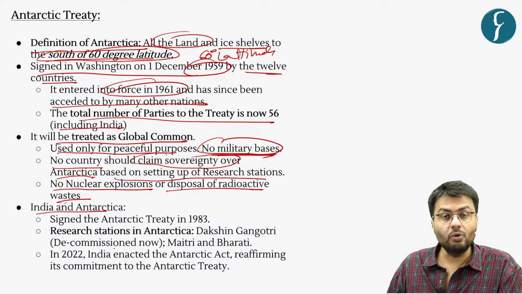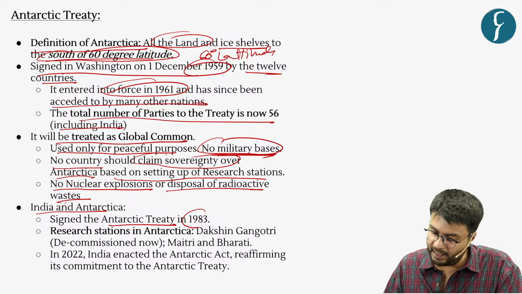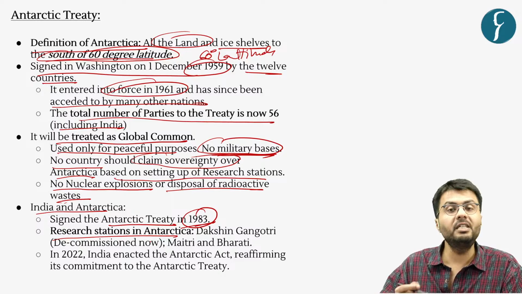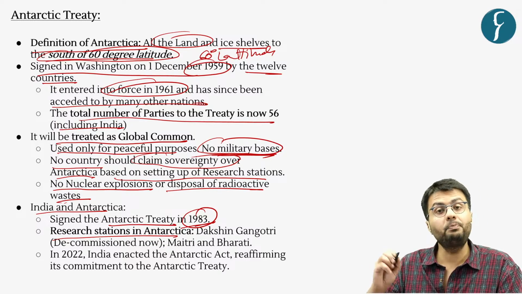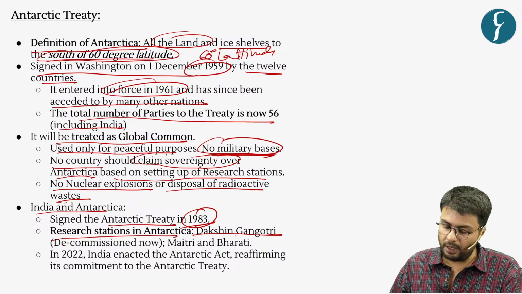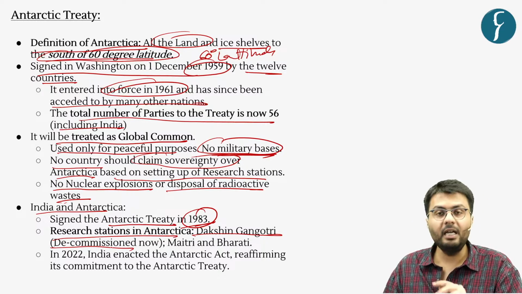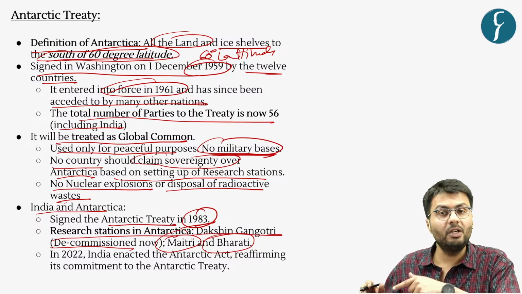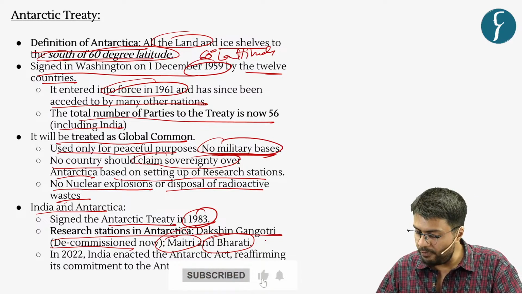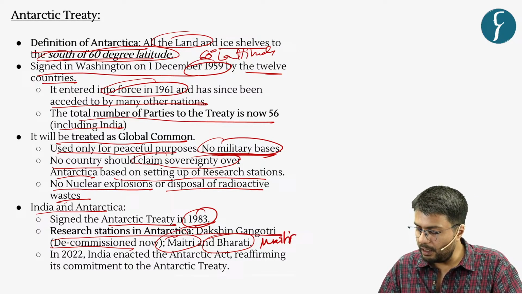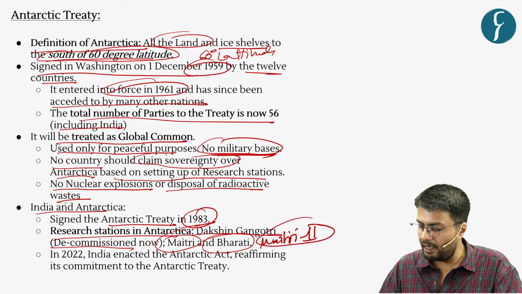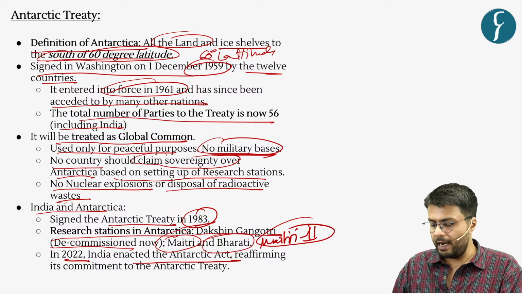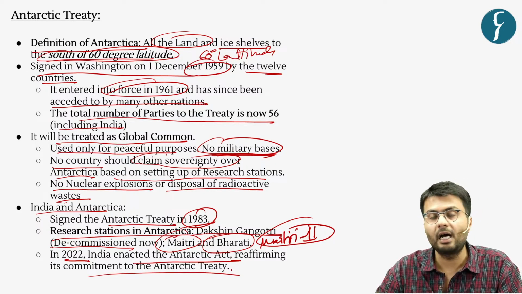Further, India is also a party to the Antarctic Treaty as it signed this treaty in the year 1983. Further, India has also established certain research stations in Antarctica, because previously India established Dakshin Gangotri, which has since been decommissioned, and India currently has two stations, that is Maitri and Bharti. And in this year's meeting that will happen in Kochi, India will propose setting up of another station which will be termed as Maitri second. Further, in the year 2022, India enacted the Antarctic Act, which reformed its commitment towards the Antarctic Treaty.